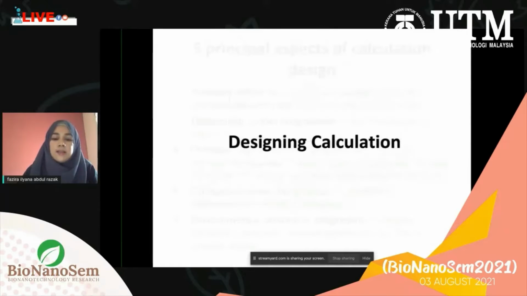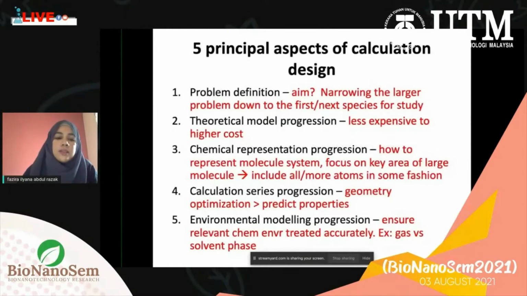So to design a calculation in computational work, first thing first, you need to have your aim. What do you want to study? Number two, you need your theoretical model progression, so you need to know your method. You need to start with the less expensive and move to the higher cost, depending on the basis set and the method that you choose. Number three, chemical representation progression. How do you want to proceed with the calculation?